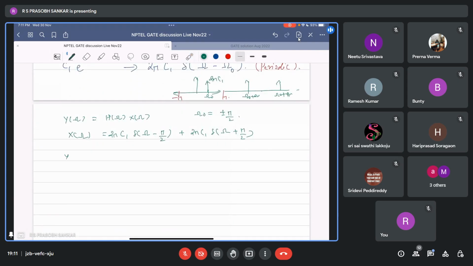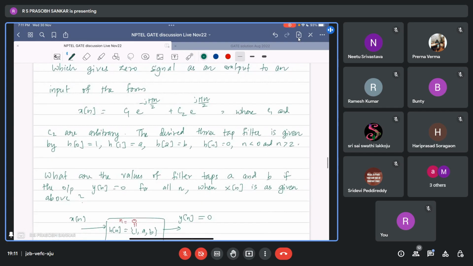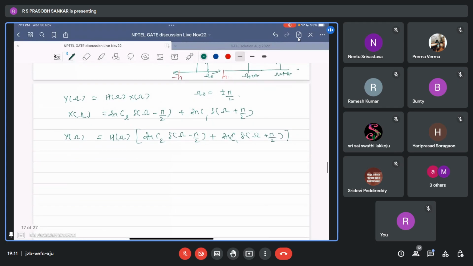So what do we have here? We have Y of omega to be H of omega times 2 pi c1 delta of omega minus pi by 2 plus 2 pi c2 delta of omega plus pi by 2. c1 and c2 might be flipped. Let me see. For minus pi by 2 it is c1, which means this should be c2 and this should be c1. It doesn't really matter, but for the sake of correctness we'll write it like this. Anyway, the constant doesn't matter, and it will be clear in a while.